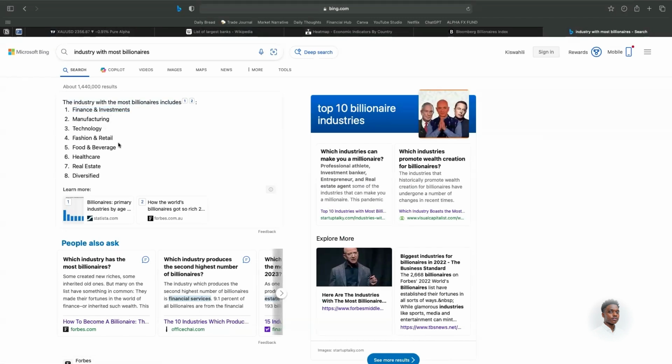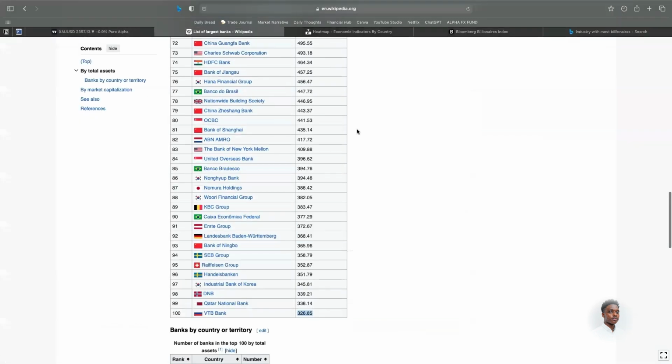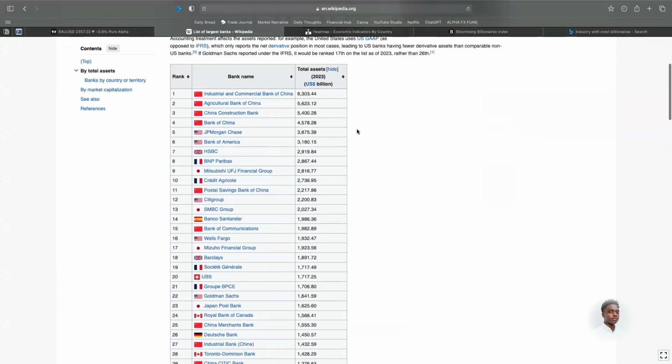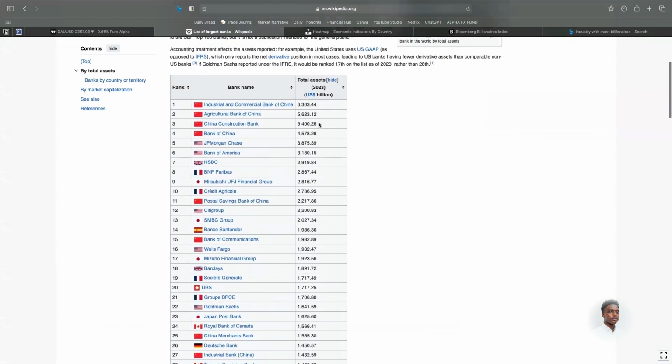If you're in communication, if you work in Safaricom, if you work in manufacturing, technology, fashion, food, all these people need money. And that is why the biggest banks have this amount of money, investment banks, assets under management, because they have also invested in multiple companies around the world.